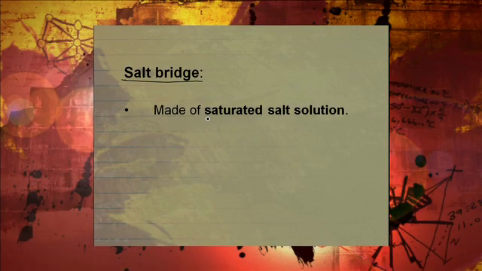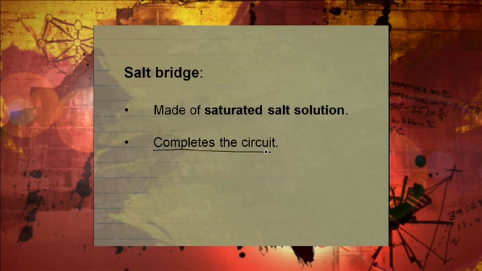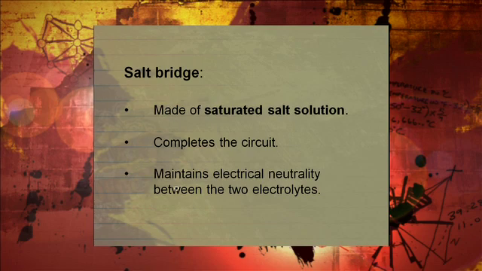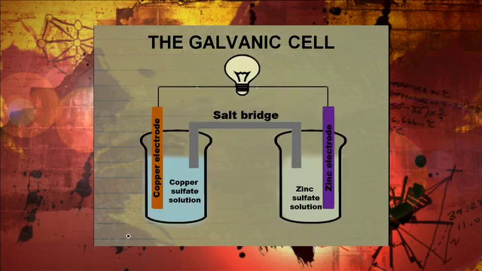Another part of a galvanic cell that is so important is something called the salt bridge. This salt bridge is made up of a saturated solution. Saturated meaning that you have dissolved enough solute there, you can't dissolve anything more in it. So that's what makes up the salt bridge. What does the salt bridge do? It completes the circuit, so it acts like a switch. And lastly, the salt bridge maintains electrical neutrality between the two electrolytes in your galvanic cell.